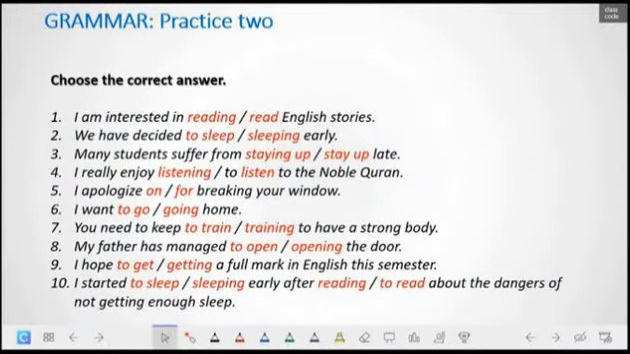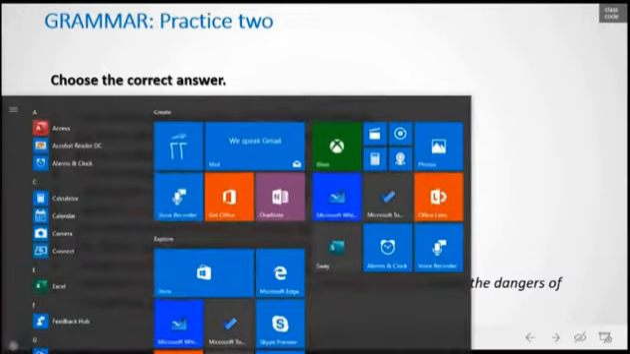All right. Practice 2. I'll give you 5 minutes as well for this activity. Choose the correct answer. For this activity, I need you to choose the correct answer. So, for example, you can write on a piece of paper, for example, number 1, the answer is reading, or the answer is read. So you choose one of the 2 forms. For number 1, you've got reading and read. Number 2, you've got to sleep, and the other option is sleeping. So you've got to choose only one pattern for the verb. I'll give you 5 minutes for this activity.